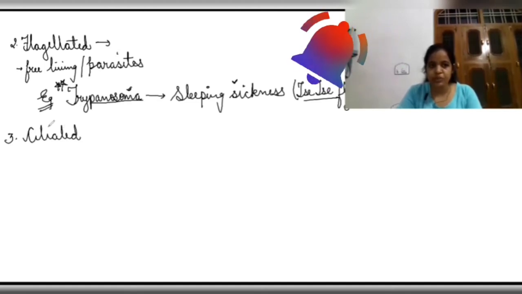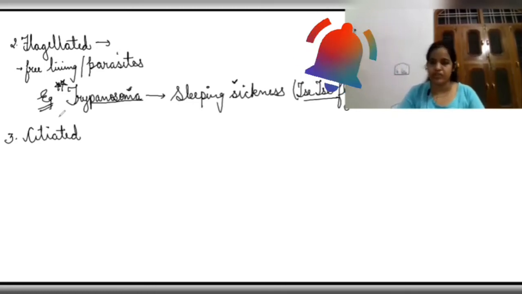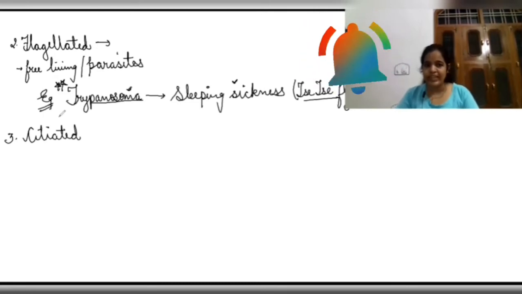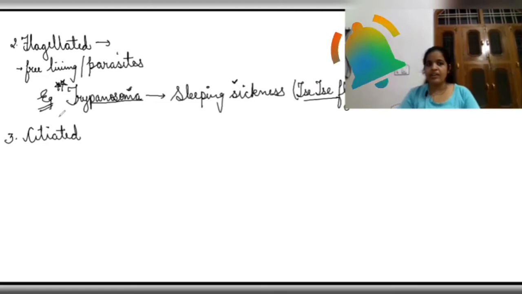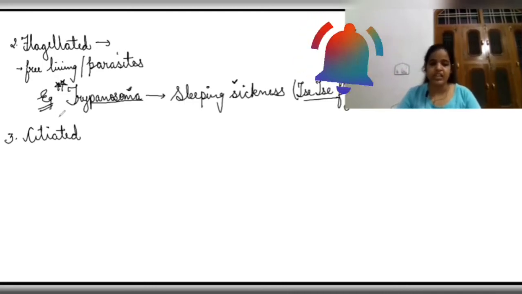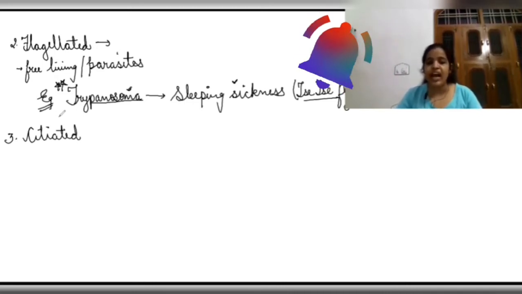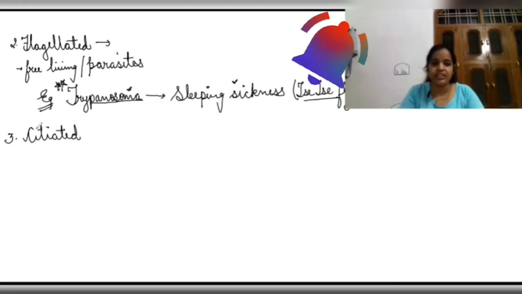Then we have the third member, that is the ciliated protozoans. Ciliated protozoans means this time what will be present on the surface of the cell? Cilia will be present, small hair-like structures. A group of cilia beat in a coordinated form, and they help for getting the nutrition, they help for the locomotion. Now these members, the ciliated protozoans, have a cavity, and this cavity is given the name gullet.